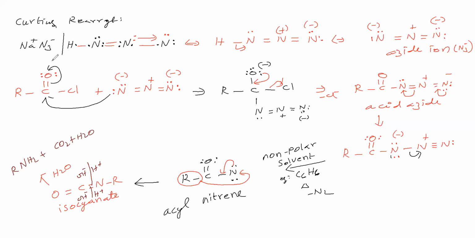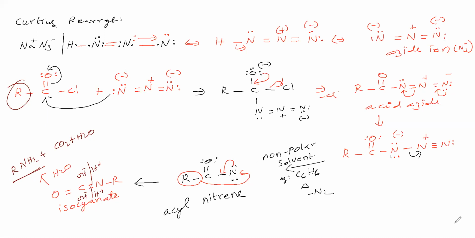In the acid halide, on Curtius rearrangement, R combines with NH2 and becomes RNH2. Here we are taking sodium azide.